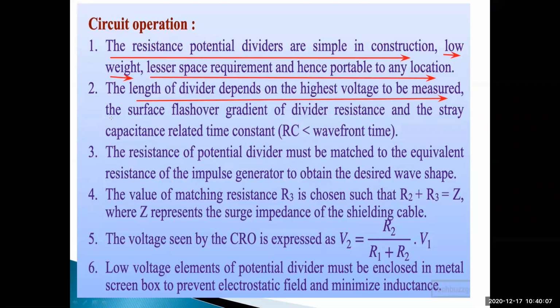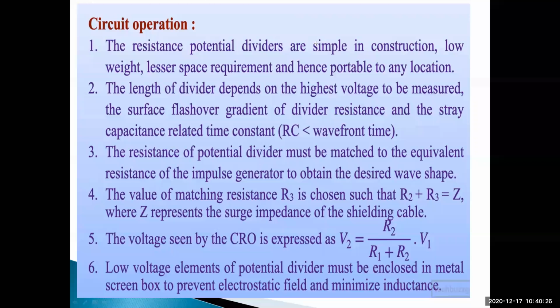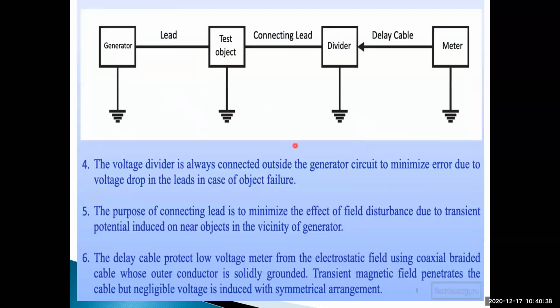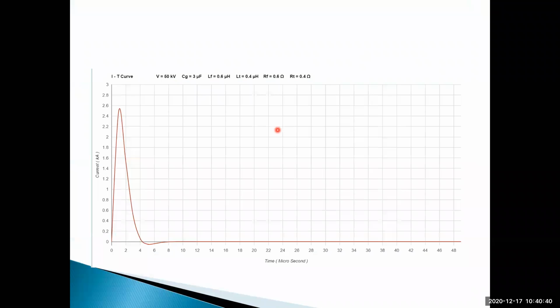Okay. The surface flashover gradient of divider resistance and stray capacitance are related to time constants. RC is less than wave front time. Here, the main concept is RC is less than wave front time. Then only the stray capacitance effect can be minimized. Then only the wave shape is in a proper way. So try to consider the time constant of the circuit is less than wave front time.